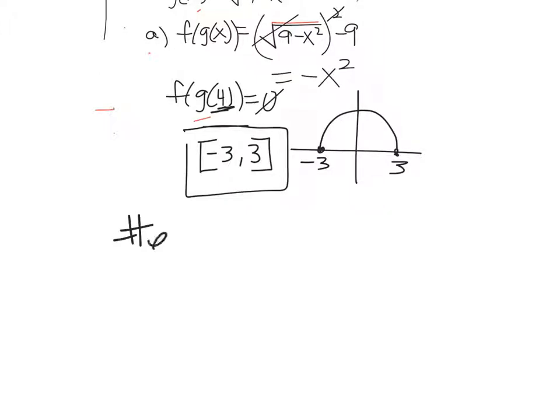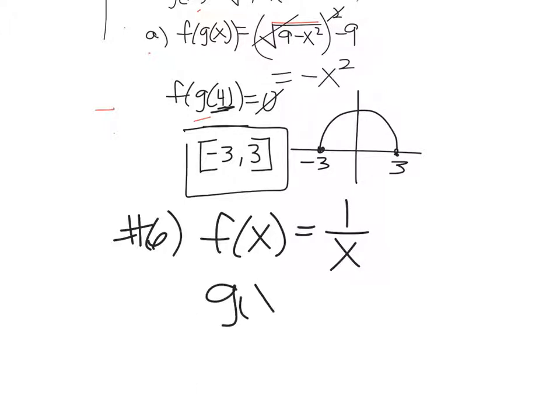This is the hardest part of today. The last thing is super fun and easy. Well, maybe not fun, but it's easy. All right, suppose we have f of x equals 1 over x, and g of x equals 1 over x plus 1.